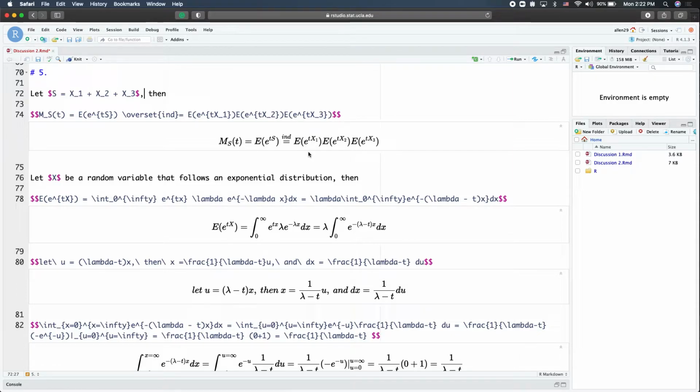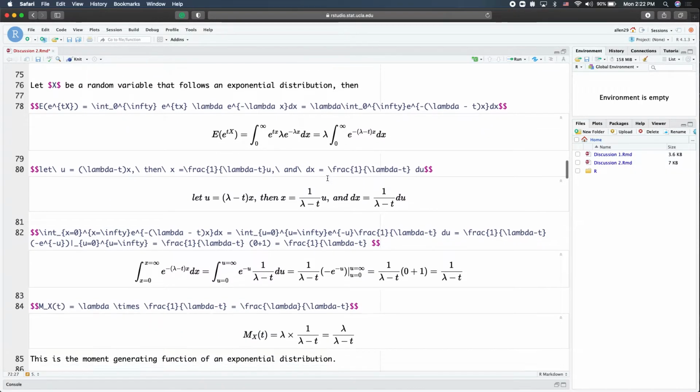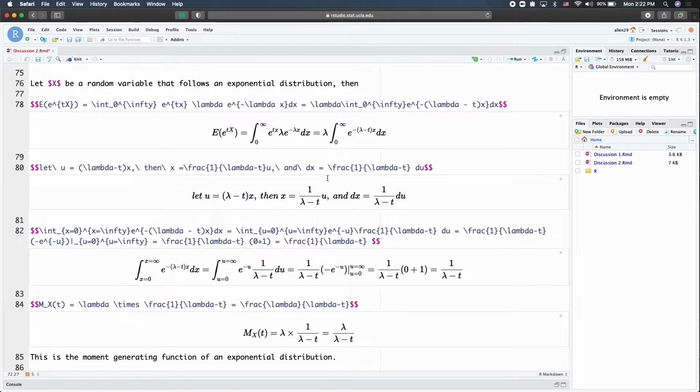Since each of them follows an exponential distribution, we can just do one variable x and then take the product. This is exactly the same as what we did last week for the moment generating function of an exponential distribution. So this is the expectation E of e^(tx), and that is the definition of the moment generating function. And now we take the integral for x.